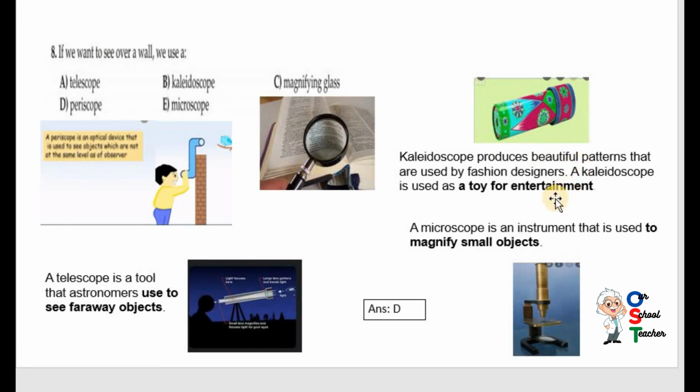Kaleidoscope, I have told you in a previous paper as well. It's a toy for entertainment, and a kaleidoscope produces beautiful patterns that are used by fashion designers. So kaleidoscopes cannot be used to see over a wall. Microscope. A microscope is an instrument that is used to magnify a small object. You know it. So a microscope cannot be used to see over a wall. So the correct option is D, periscope.